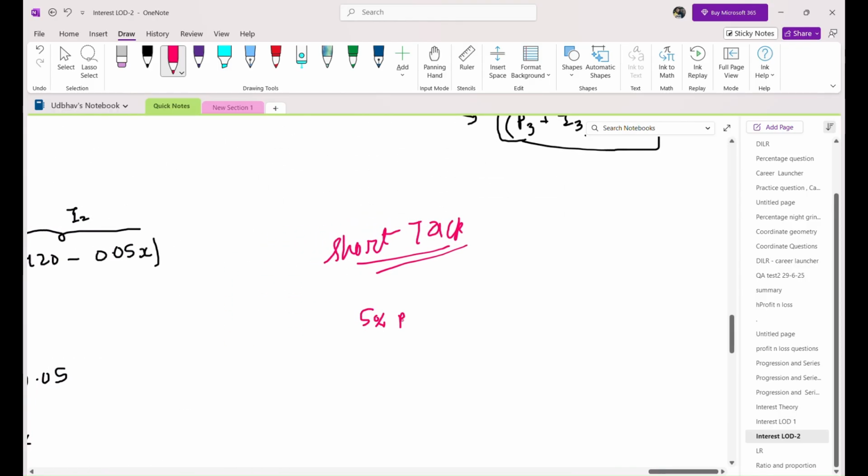If it was given that the interest is being paid half yearly, then make sure you convert the rate into half yearly accordingly. If it is half yearly, you will divide the rate by 2. If it is quarterly, you will divide the rate by 4. If it is annual, then there will be no division. So 5%, what will it be in terms of fraction? 5 upon 100, 1 upon 20, right?